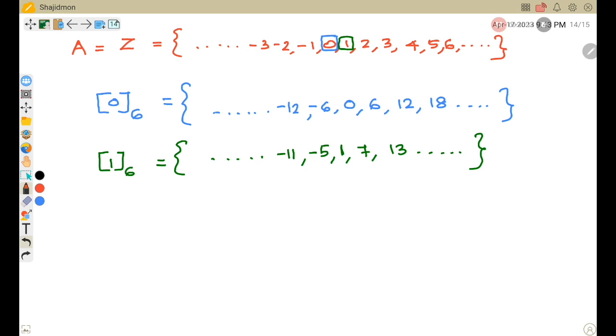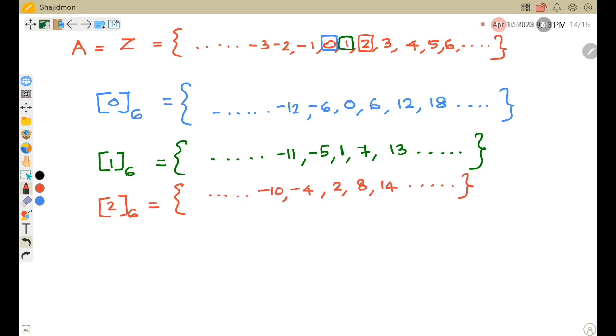Now the third one. The third element is 2 under modulo 6, correct? The middle number we write is 2. 2 plus 6 is 8. 8 plus 6 is 14, and it continues. Then on the left part, 2 minus 6 is minus 4. Then minus 4 minus 6 is minus 10.